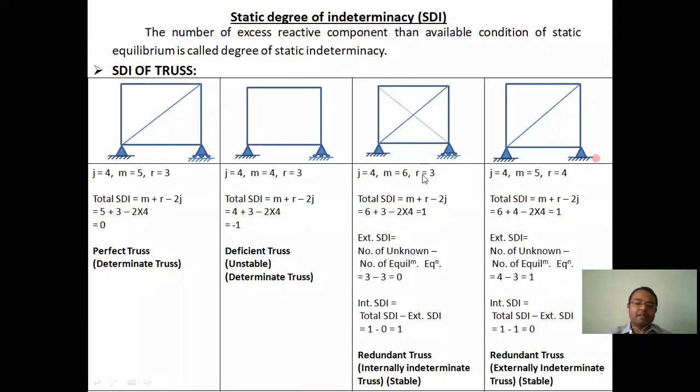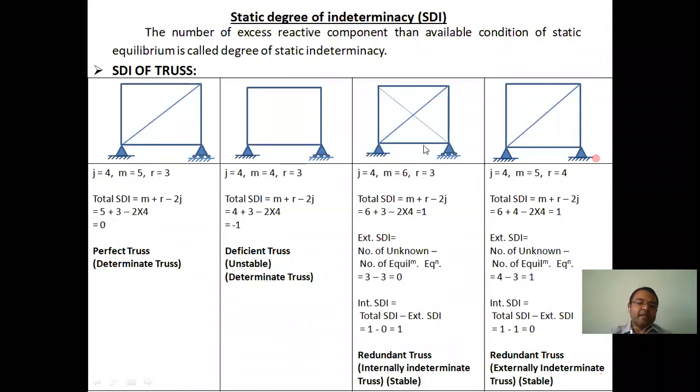So now again here is a hinge support and a roller support. So here 2 plus 1 will be 3. So the number of reactive components R will be equal to 3. Just put these values over here. We are getting the value 1. So this is the total HDI. We are getting 1.